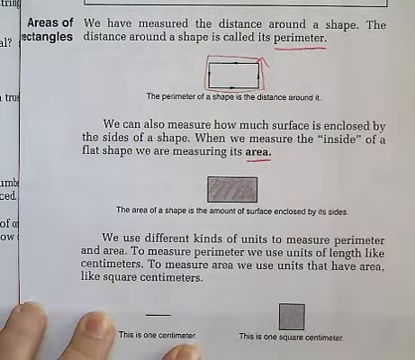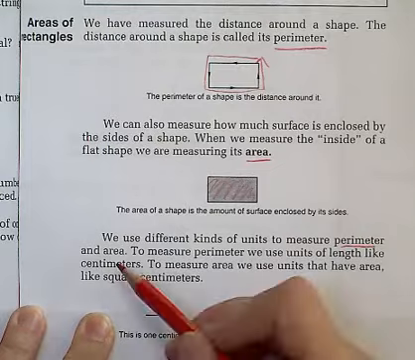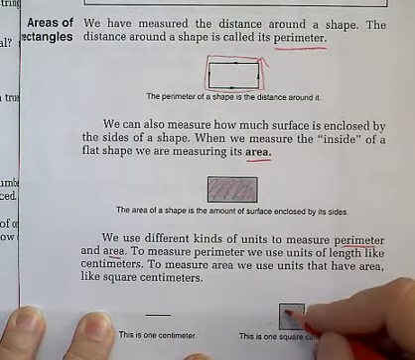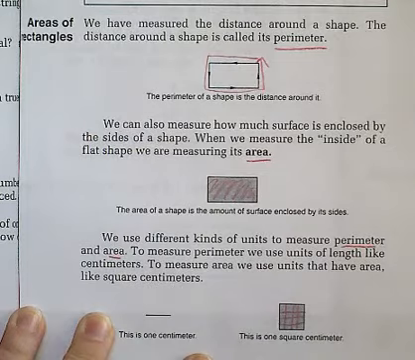We use different units to measure perimeter and area. To measure perimeter, we simply use units of length like centimeters, inches, feet, and sometimes even miles. But to measure area, we are using square units. And that's because what we're really asking is how many squares does it take to fill up the center of an object or a shape.